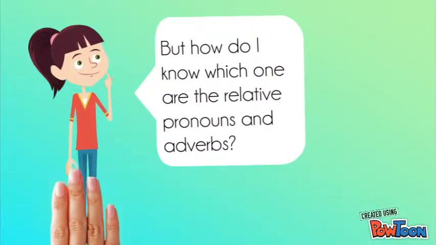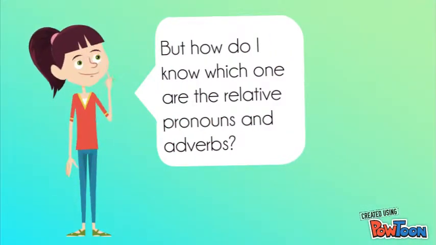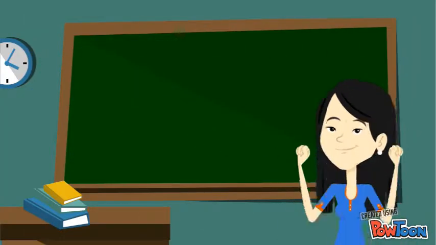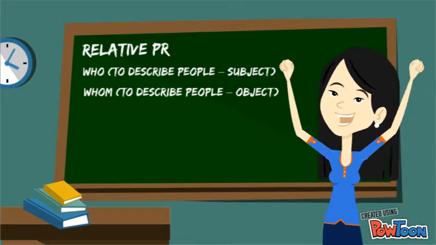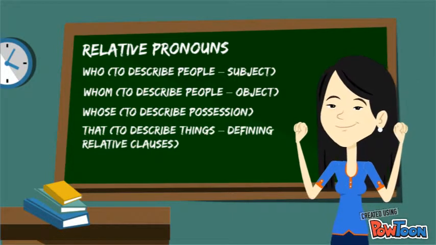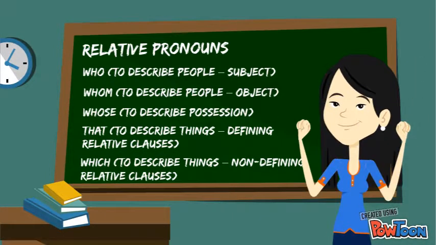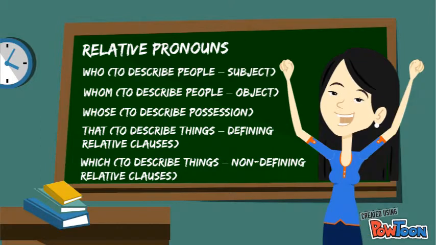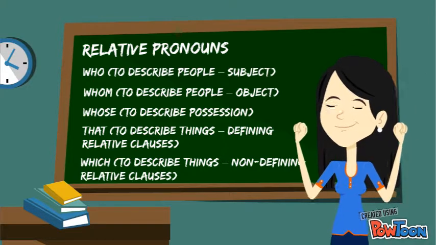But how do I know which ones are the relative pronouns and the adverbs? Well, let me tell you the relative pronouns. These are who, whom, whose, that, and which. When we refer to someone or somebody, we use who and whom, or we can even use that. But when we refer to things, we use that and which.